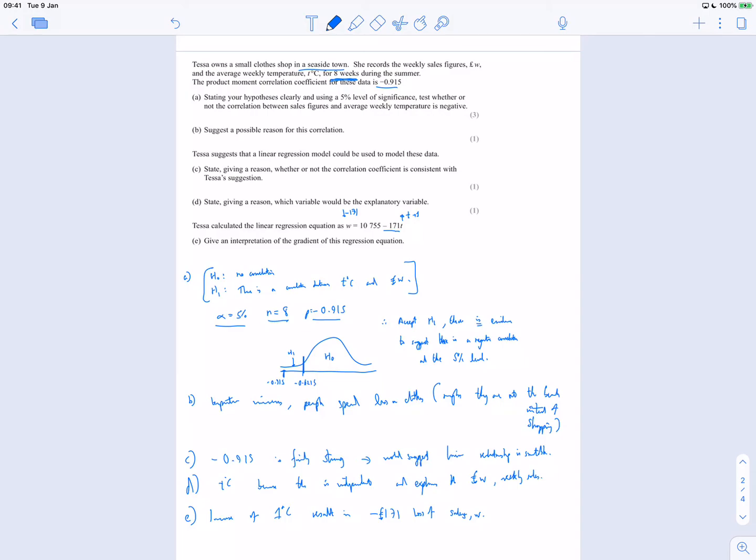Yeah, difficult. Do they want an interpretation of the gradient? No. When they say interpretation, what you're doing is playing the job of interpreter. For example, if Tessa came to you with this problem, then it's your job to analyze the data and make sense of it to her, so that she understands what's going on. For you to just say there's a gradient of -171, she'd be like, what does that mean? What do you mean a gradient? How does that affect my business? Whereas if you explain to her that for every 1 degree the temperature goes up, your weekly earnings are going to go down by 171 pounds.